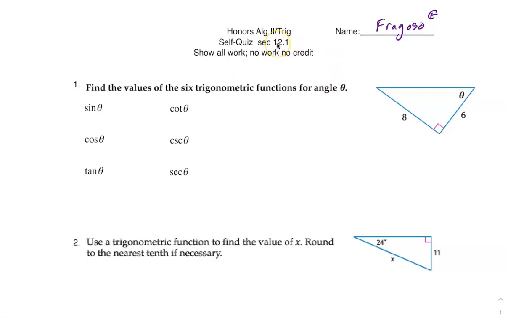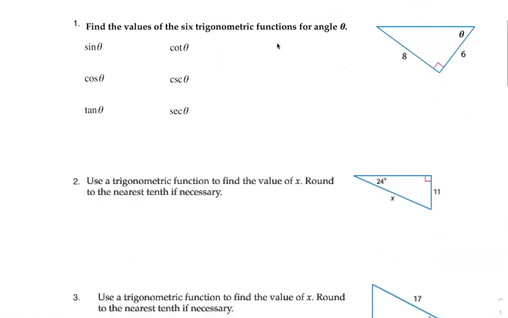Let's do this 12.1 self-quiz. Find the values of the 6 trigonometric functions for angle theta. So there's my theta. First thing I notice, I don't have the hypotenuse, so let's find it. Remember the way we find that? Here's my hypotenuse. It's opposite the right angle.